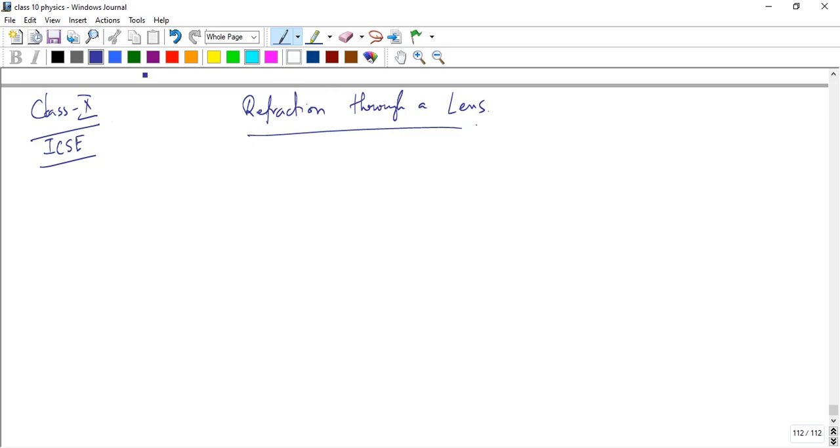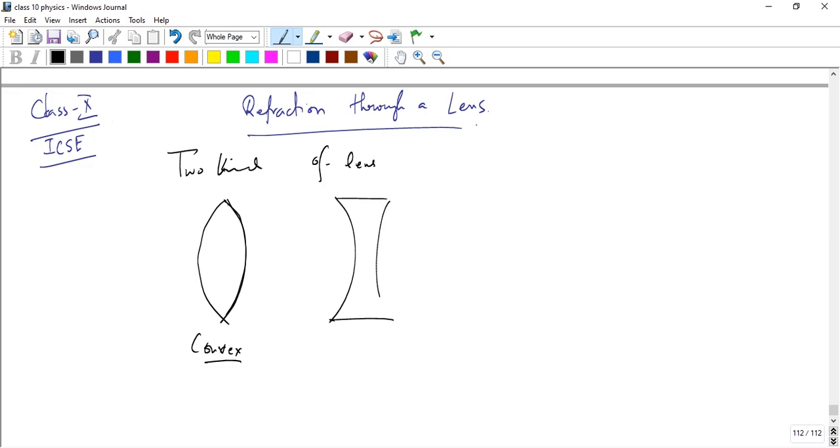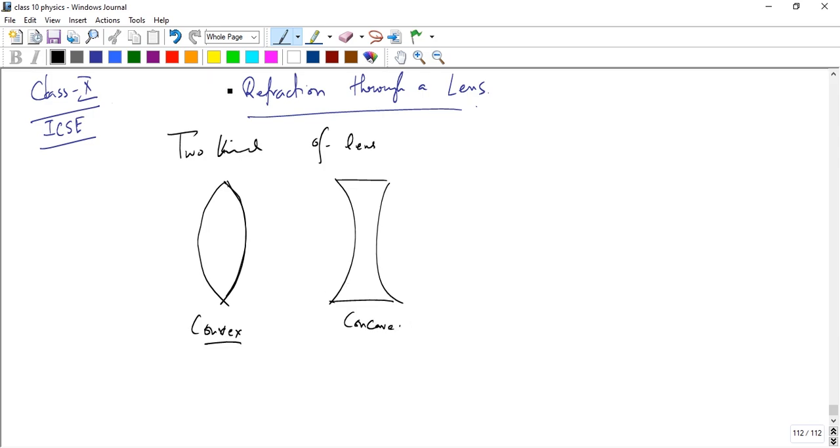We discussed that there are two kinds of lens. One kind is called a concave and another is a convex. This shape is called convex, and this shape is called concave.